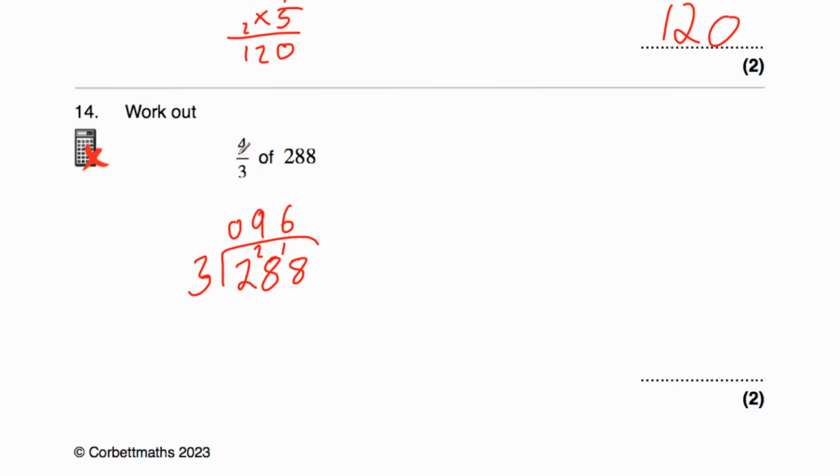So we've divided by the bottom. We now need to times by the top. So 96 multiplied by 4. 4 times 6 is 24, so let's put our 4 down and carry our 2. And 4 times 9 is 36, plus 2 is 38. So that means that 4/3 of 288 is 384. So the answer is 384, and that's it.